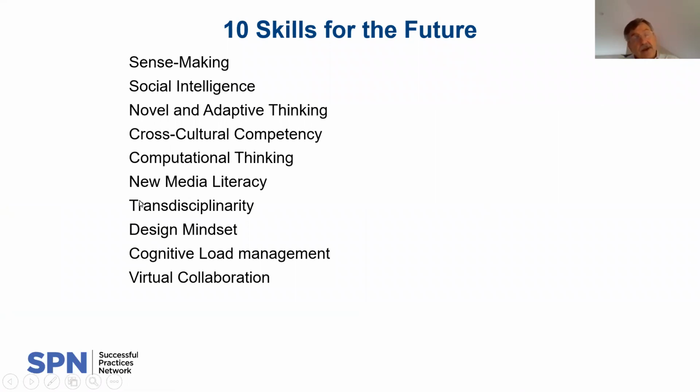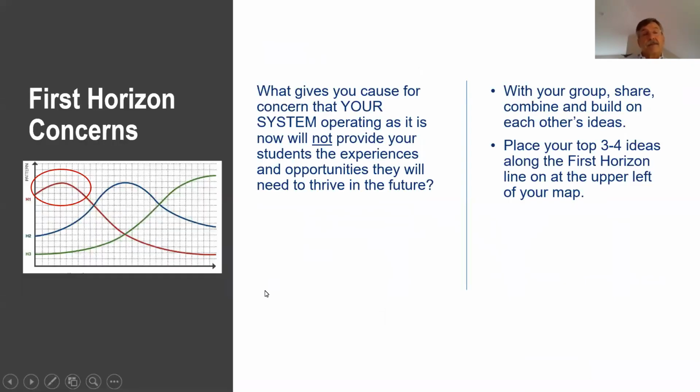These skills, you can take almost any list you'd like, but these are skills of the future. And what you want to do is have a list of skills of the future that you will look to and say, this is what we need to be making sure happens in our system. And when you do that, then you can go into this 3 Horizons project, which is what you want to do here. As you can see, what you want to do is ask what gives you cause and concern. That's in this part, your current system. What gives you cause and concern that your current system, operating as it is, will not provide your students with the experiences and opportunities they will need to thrive in the future.